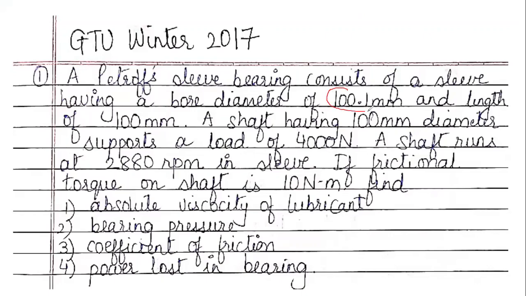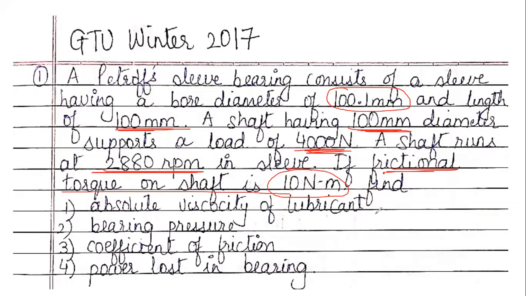You can see here the bearing dimensions are given: bearing diameter, bearing length, and shaft diameter. The radial load W is given. Revolutions per minute, RPM, is given as 2880. If you divide this by 60, you'll get RPS, revolutions per second. Frictional torque is given in Newton meter, we can convert it to Newton mm.